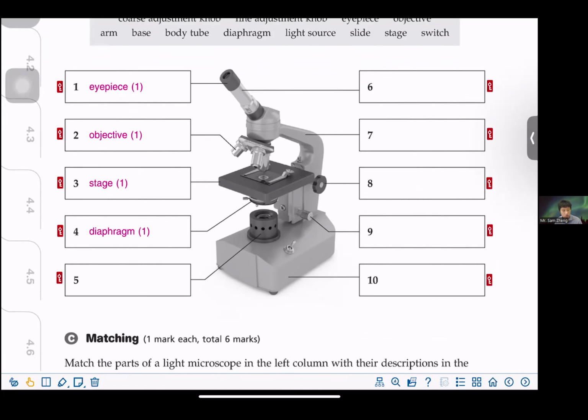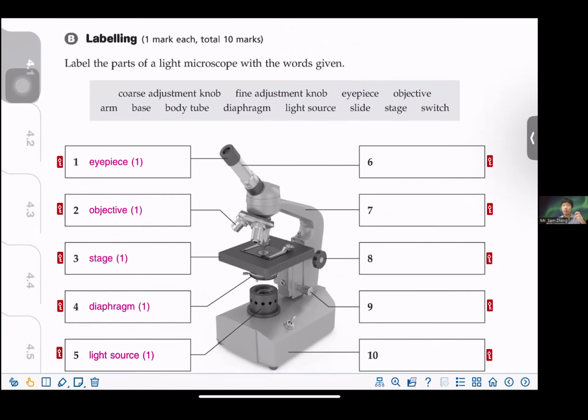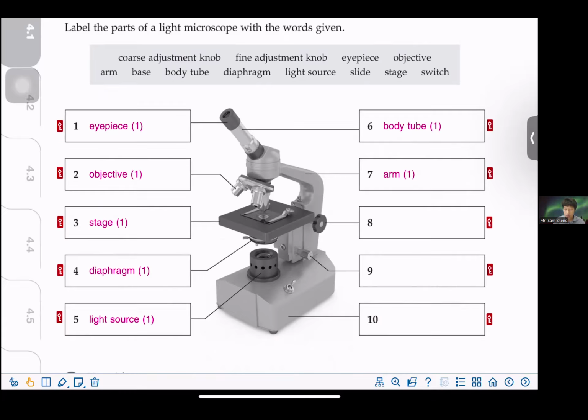Then we have a tube connecting with the eyepiece, which we call the body tube. The part that holds the microscope is the arm. Next, the coarse adjustment knob is for large adjustments. Once we turn it, the stage moves upward and downward significantly.